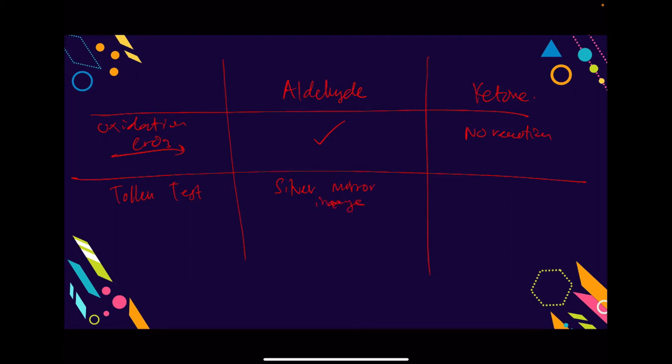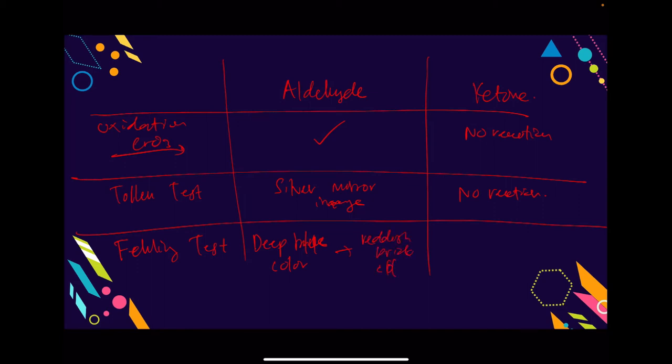And then for the ketone, it will give no reaction as well. And then the third one is the Fehling's test, where in this reaction, the Fehling's test will change from the deep blue color into the reddish brick color. And of course, the ketone also gives no reaction.